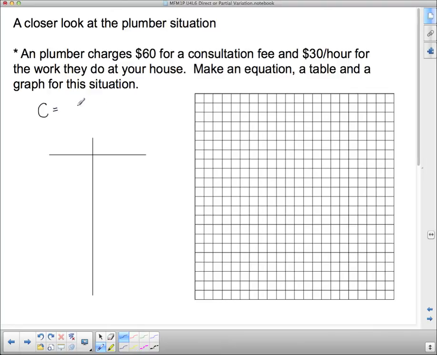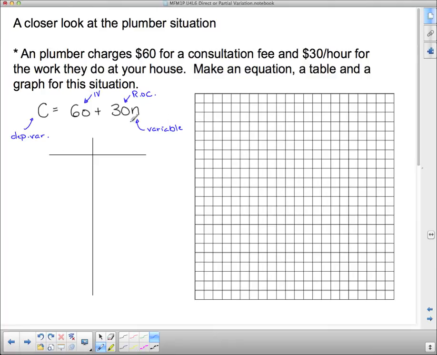We said the cost of the plumber is $60 plus $30, and we don't know how many 30s we're going to add, so we just let that be an N and say we're going to multiply 30 by however many hours the plumber stays. Now this, once again, is the initial value, and this 30 is the rate of change, and then this is our variable. Now the C is another variable, but it's going to be our dependent variable, because the cost depends on the number of hours they stay.